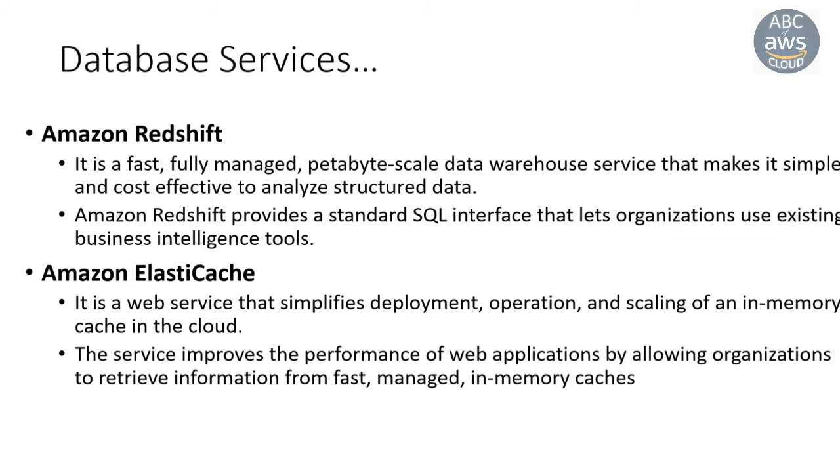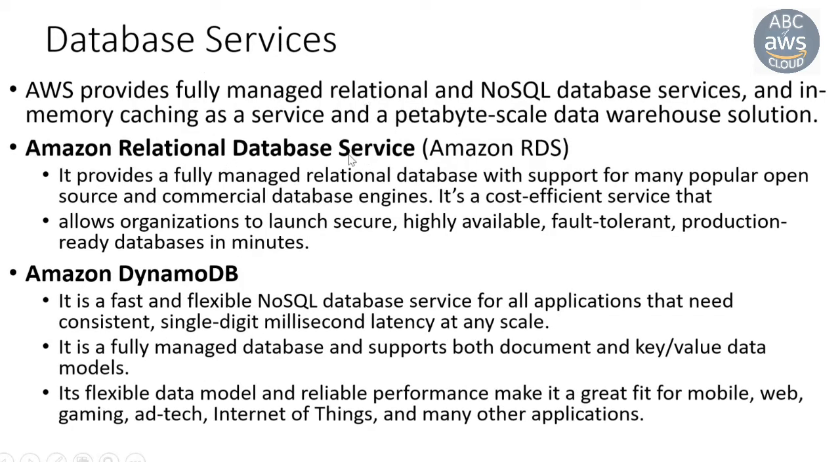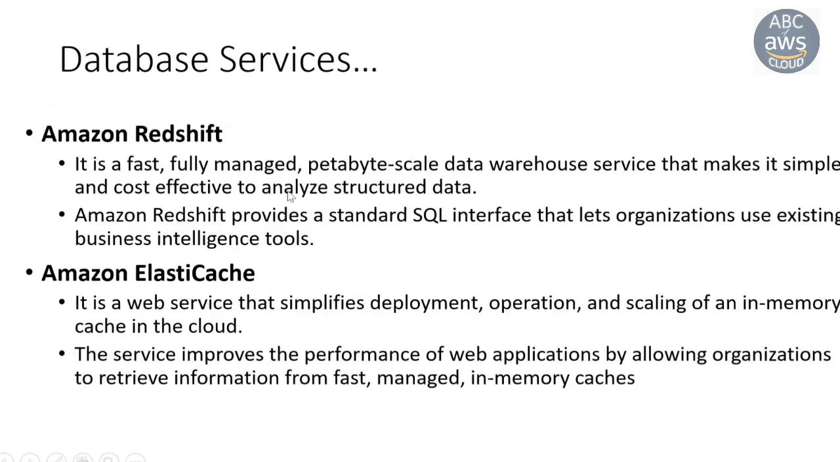So if you are working on big data analysis or those areas, you can use this service. Next is Amazon ElastiCache. It is a web service that simplifies deployment, operation, and scaling of in-memory cache. See, RDS is not in memory. They are like virtual machines where your database engine is installed and you are using that. And ElastiCache is in memory, like a caching server. It can come in between your virtual machines and RDS, and it will cache your data, and your data communication will be faster if you use ElastiCache. The service improves the performance of web applications by allowing organizations to retrieve information from fast, managed in-memory caches.